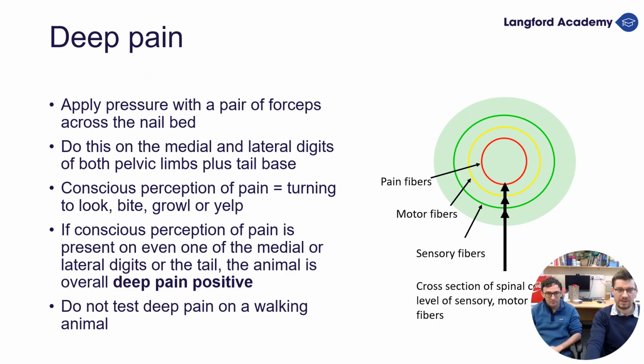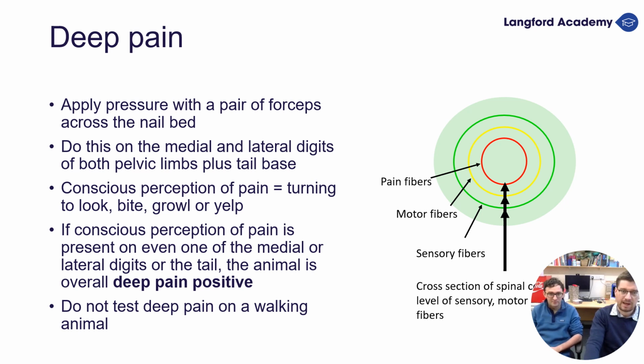So just a note on deep pain perception. This is a really important test to do on all animals that are presented with paraplegia to establish if they have intact nociception or not, so whether they're grade 4 or grade 5. It's one of the best prognostic indicators we've got for predicting recovery in these animals, so it's really important that it's done.